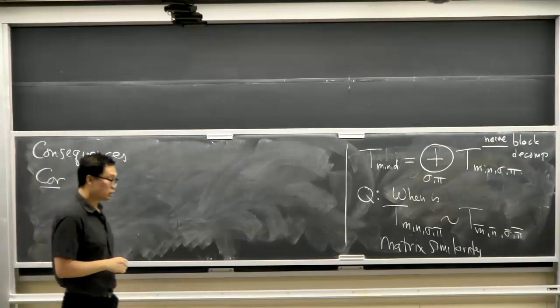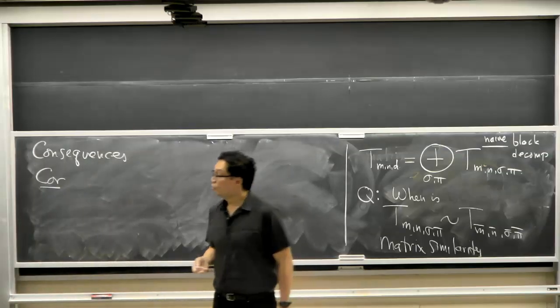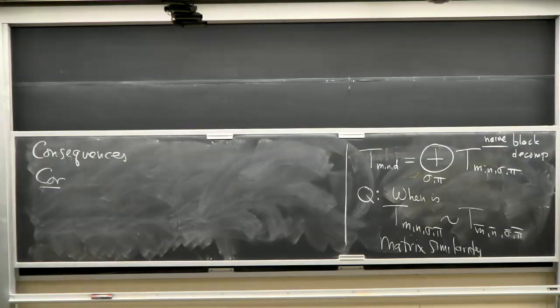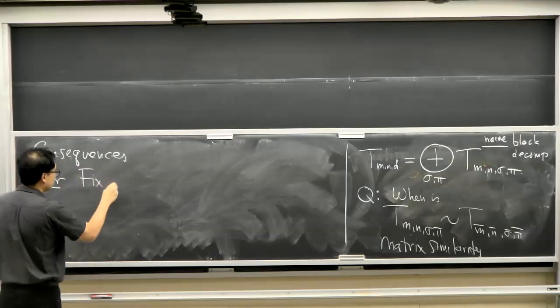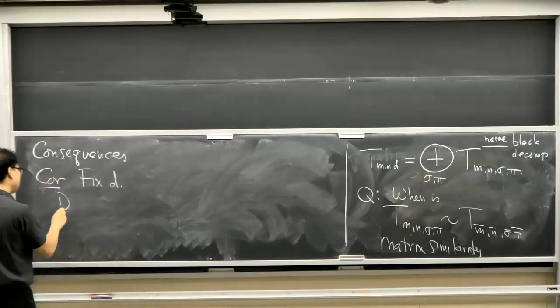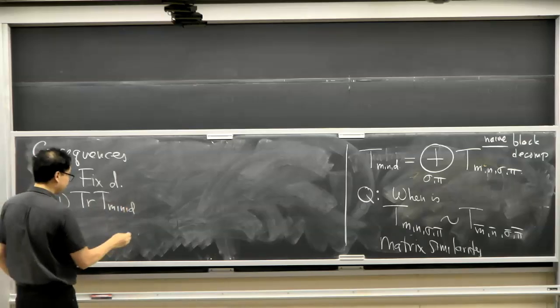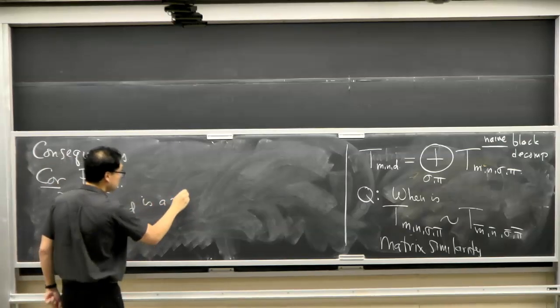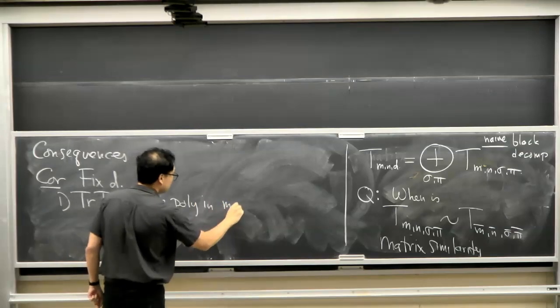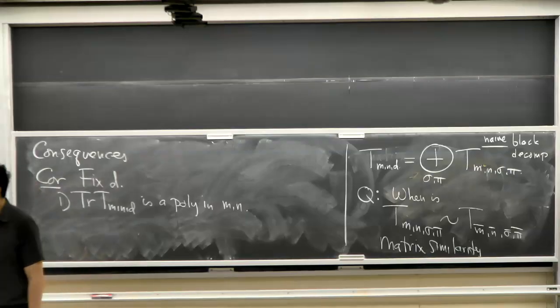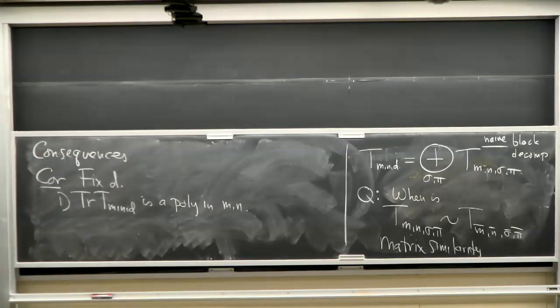So first of all, let's talk about the determinant and the trace. When you have some block decomposition, as I'm sure you're well aware, the trace of this is going to be the sum of the traces of these, and then really with a multiplicity. So let's fix D, fix the degree. Then the first statement is that the trace is a polynomial in M and N. This is basically immediate from this formula.